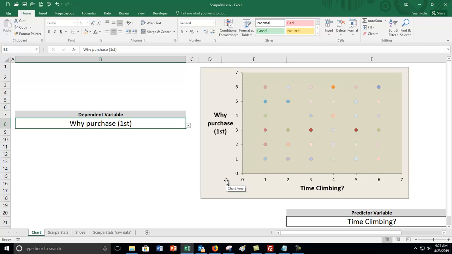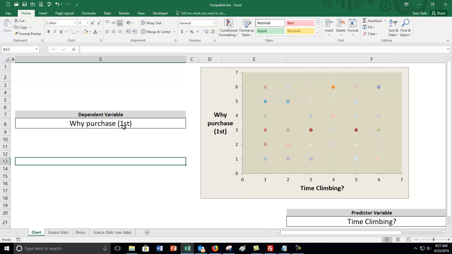That basically tells you that every single choice you offered people was taken by at least one person, because every single choice has a dot on it. But what it doesn't tell you, again, is how many people said, yeah, I've been climbing for less than a month and I picked reason number 6. I have no idea. I know there's at least one, but I don't know how many.